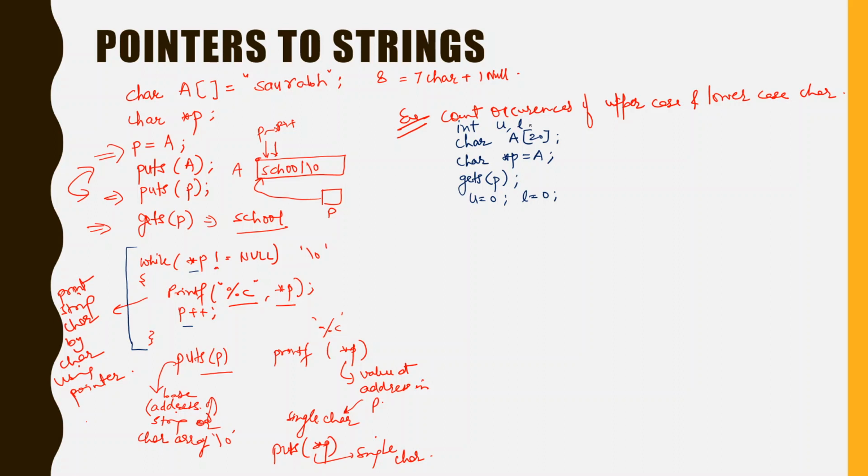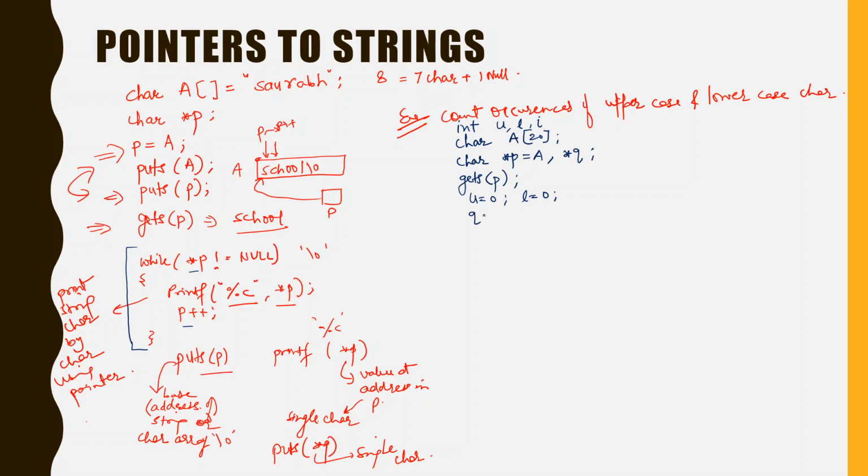So I will also take a variable i over here. And apart from that, we can also use a method where we have a temporary pointer every time to scan the character array.